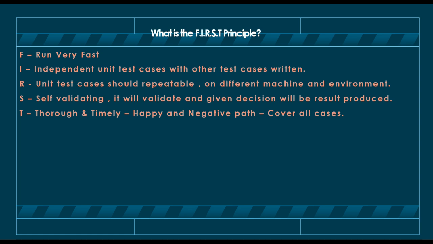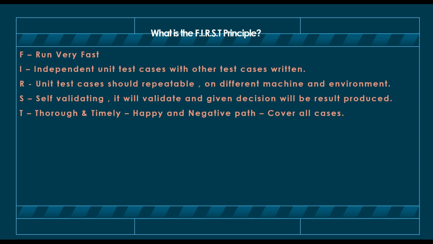R stands for repeatable. Whatever test cases you have written, no matter what machine or which environment you run it on, run it once or 100 times, it should produce the same result. It should not happen that the test case runs today, and then the same test case without any code modification fails tomorrow. That should not be the case. You run it n number of times, your code should behave exactly as it is written for, and work as expected.